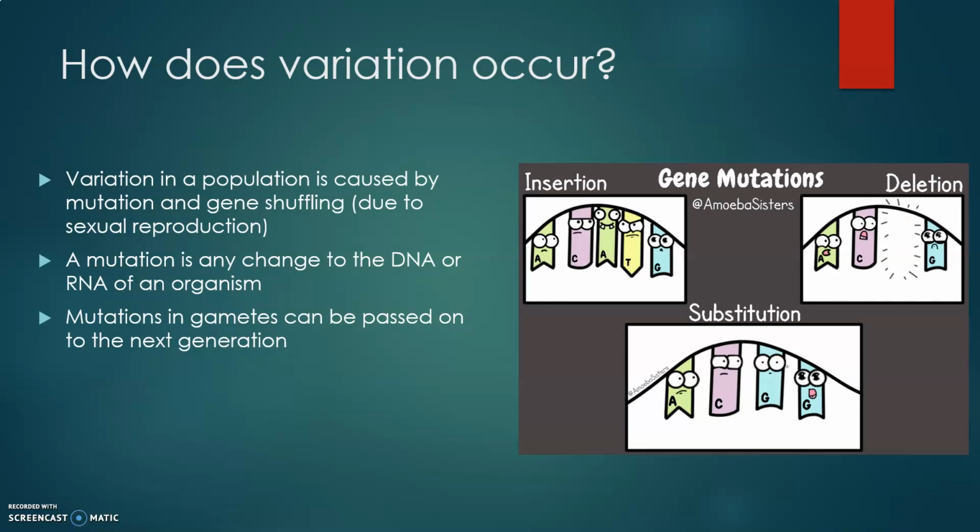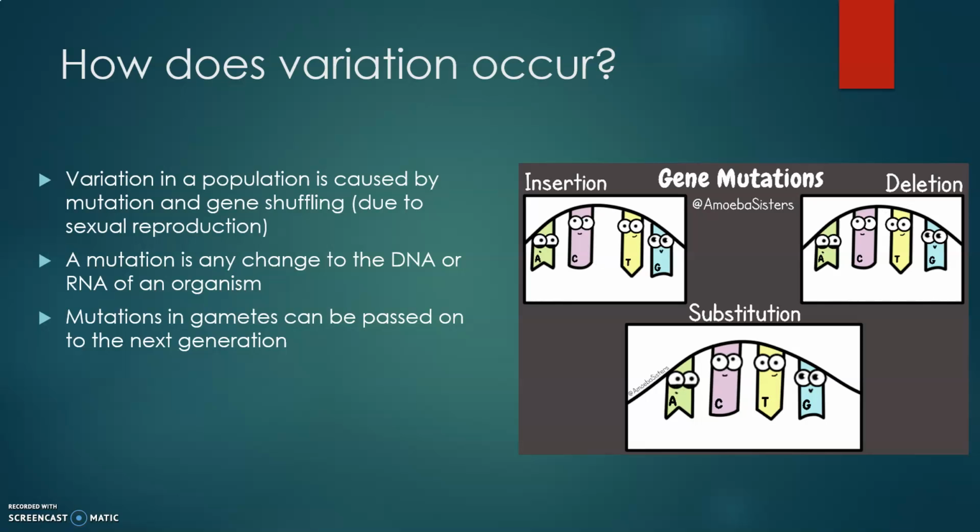Mutations in gametes are the important ones because they can be passed on to the next generation. So the image here on the slide illustrates a few of the common ways that gene mutations can occur. And so, for example, you may have a nitrogenous base being inserted into the middle of a DNA strand. You may get a deletion, so one going missing. These ones are really important to understand. So these insertions and deletions can basically affect that whole big chain of amino acids.